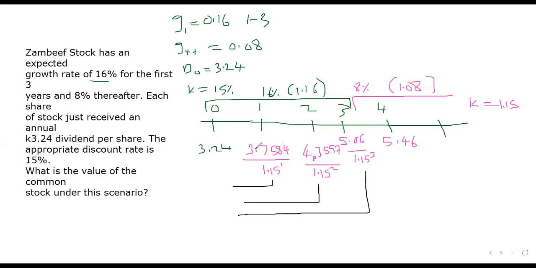Let me start with this one here. 3.7584 divided by 1.15 to the power 1 gives me 3.27. I also divide this one, 4.3597 divided by 1.15 squared, I'm going to get 3.29 or 3.30. And lastly, 5.06 divided by 1.15 to the power 3, I'm going to get 3.33.